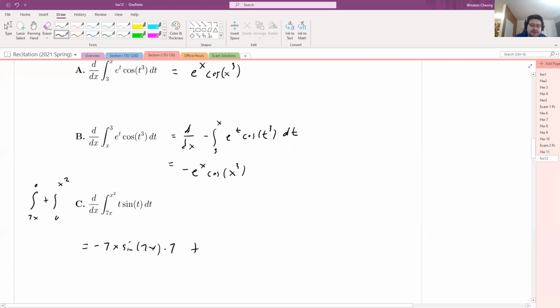Next, the derivative of the second integral. So we will take the x squared and plug that in. So we're going to have an x squared sine of x squared, like so, and then chain rule, so times 2x. Okay, so that's it for number 2. Questions?